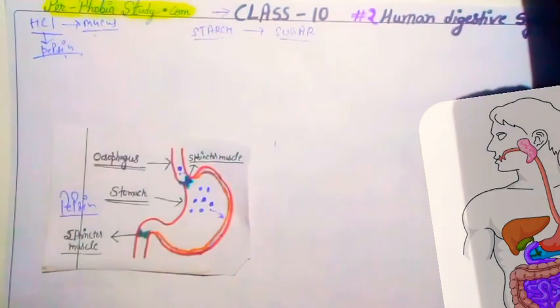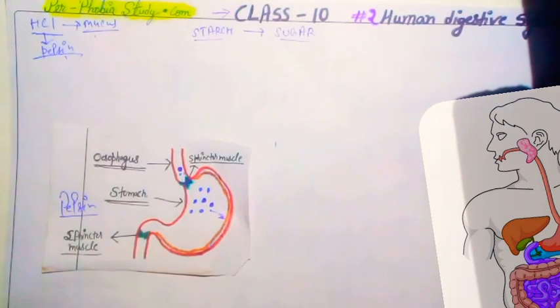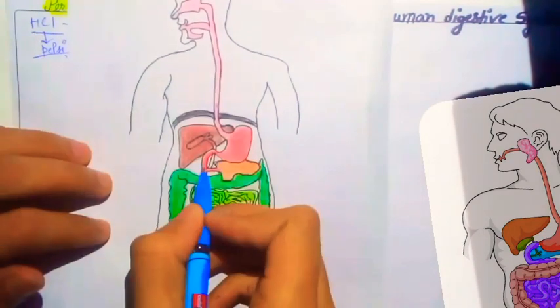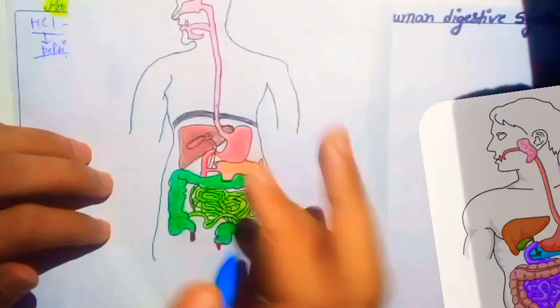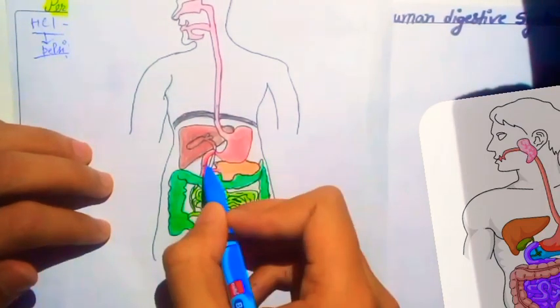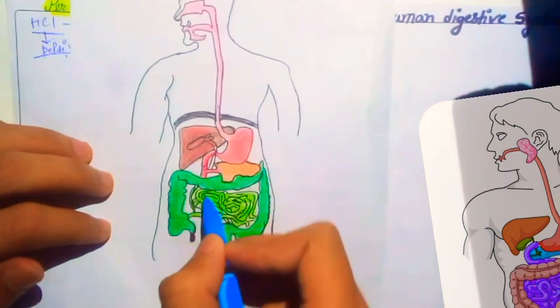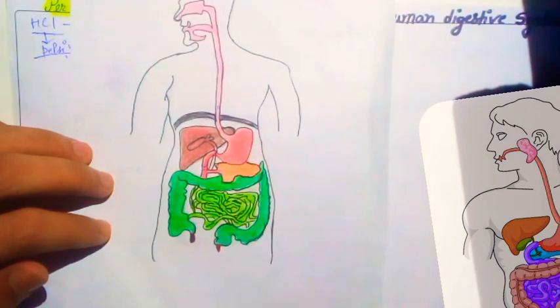Then by the opening of this sphincter muscle, our food reaches the small intestine. There are two sphincter muscles, and this pipe is called the duodenum. From this duodenum, the food reaches the small intestine. And what happens in the small intestine? Let's look at this in detail.